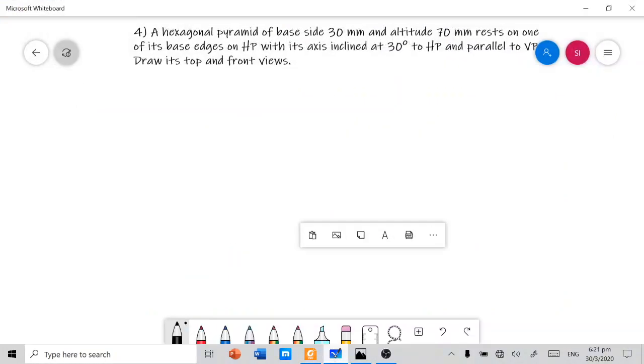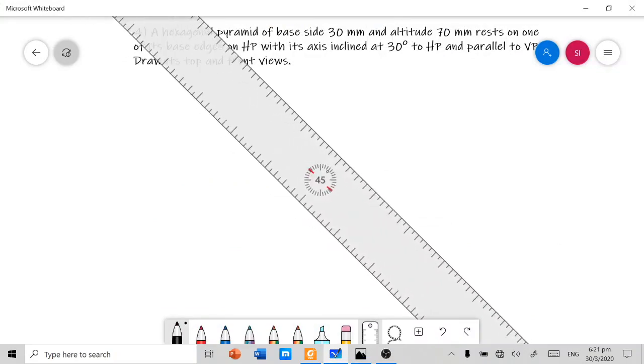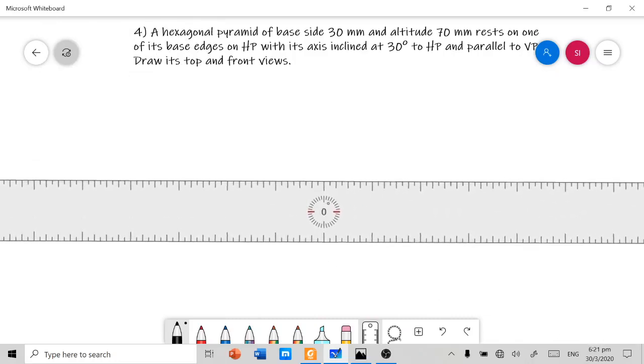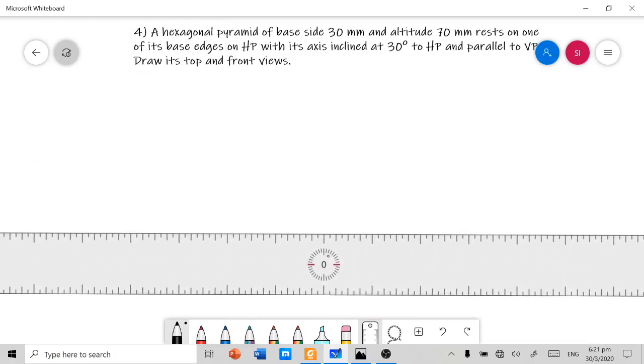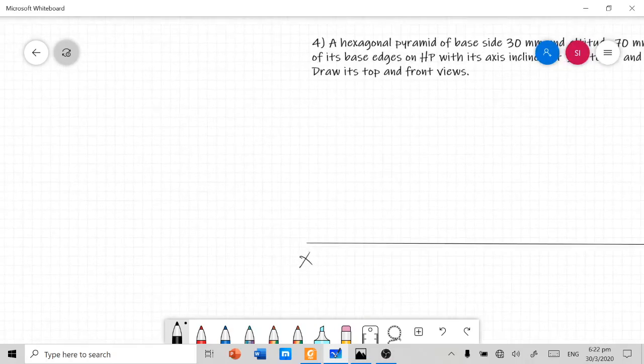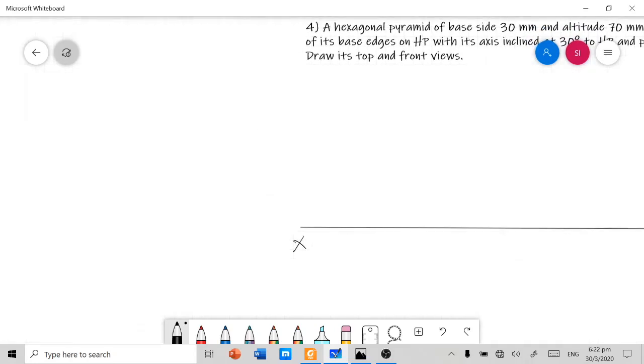Now we can go for solving the problem. Here we can start with, as usual, the XY line. Now we need to start the answer by drawing the base view of the solid.